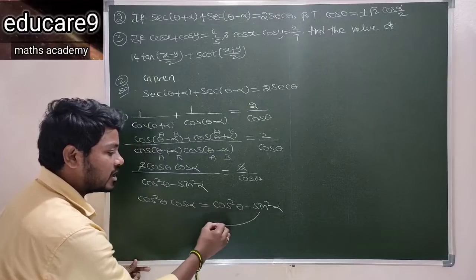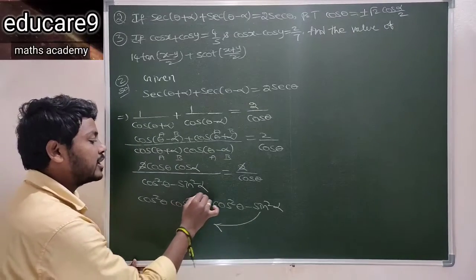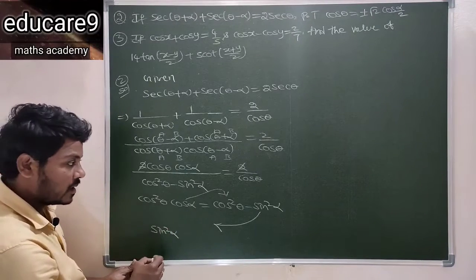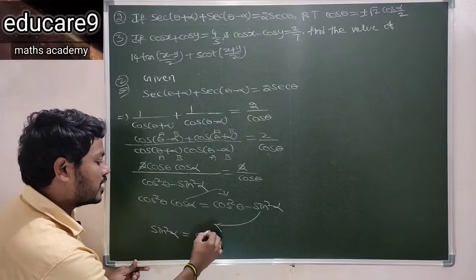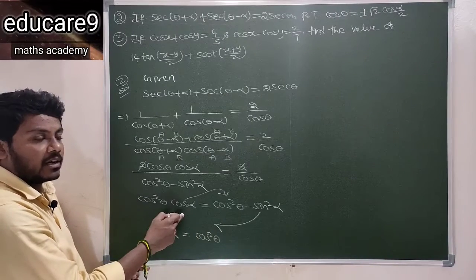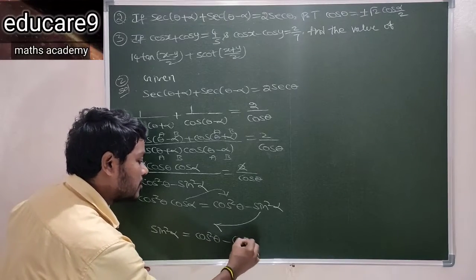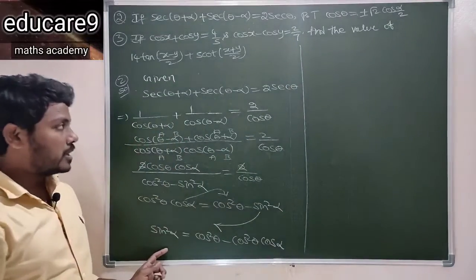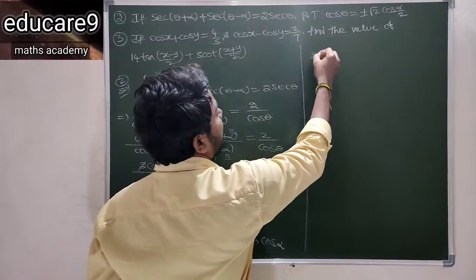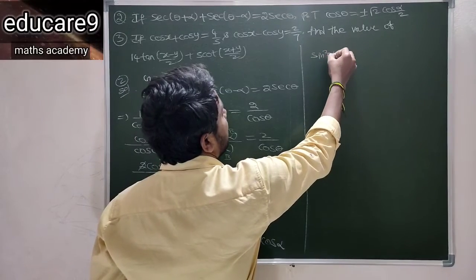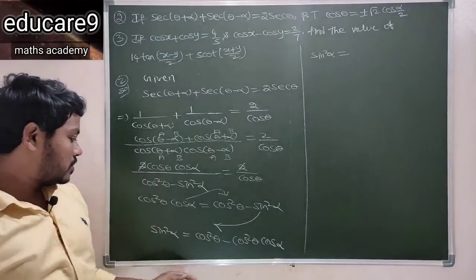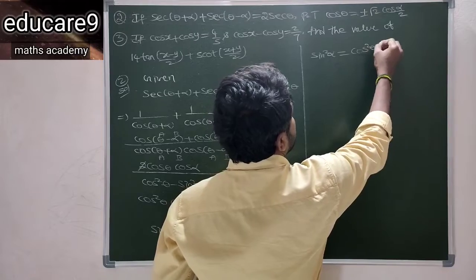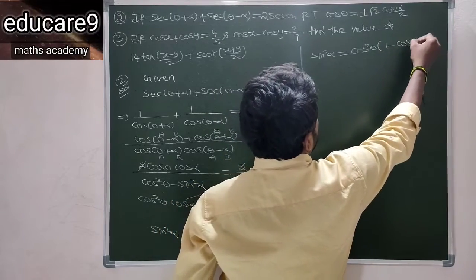See here, send minus sin square alpha to the left side and cos square theta cos alpha to the right side. Then it becomes sin square alpha is equal to what? Cos square theta minus cos square theta cos alpha. So this is cos square theta cos alpha. So here, sin square alpha is equal to, here cos square theta is common. So cos square theta is common. You will get 1 minus cos alpha.